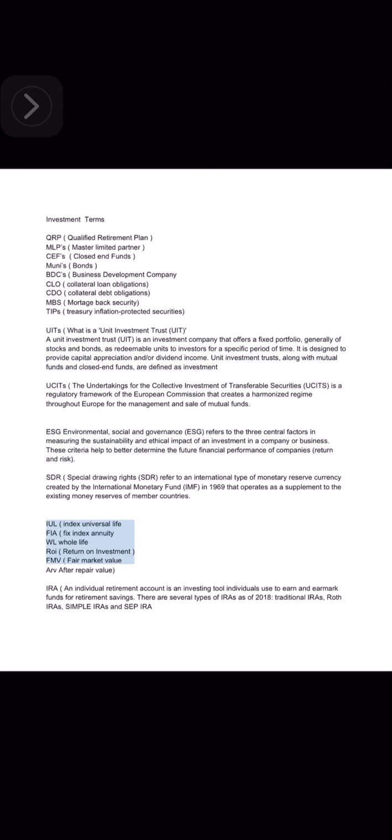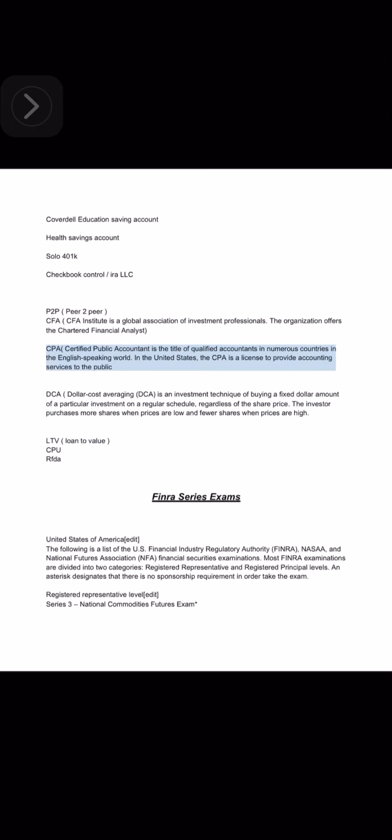CFA Institute is a global association of investment professionals. The organization offers the Chartered Financial Analyst designation. CPA, certified public accountant, is the title of qualified accountants in numerous countries in the English-speaking world. In the United States, the CPA is a license to provide accounting services to the public.